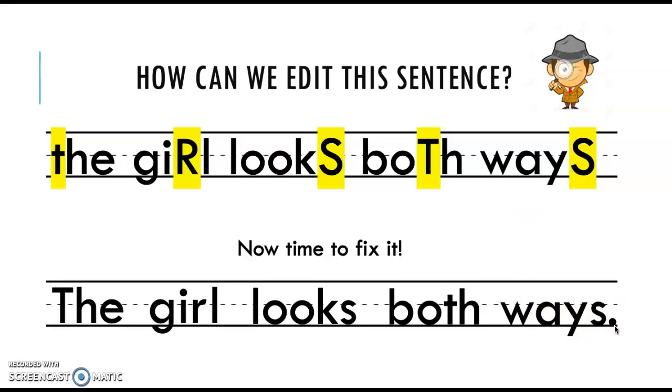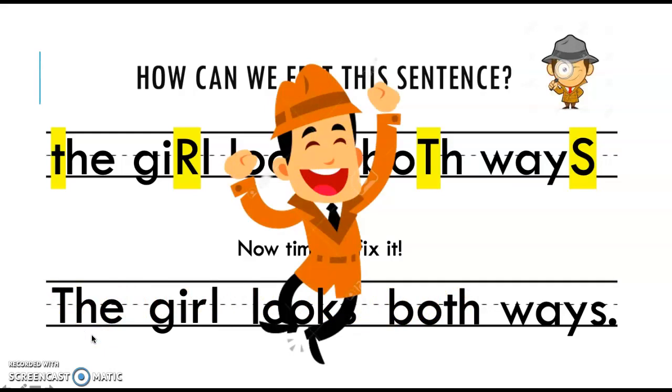Now let me see, do I have all 3 things I need for a good sentence? Uppercase, finger spaces, and ending mark. Yep, it looks pretty good. And all my letters are perfect, tall, small, fall. We did it! Thanks, boys and girls, for your detective skills.